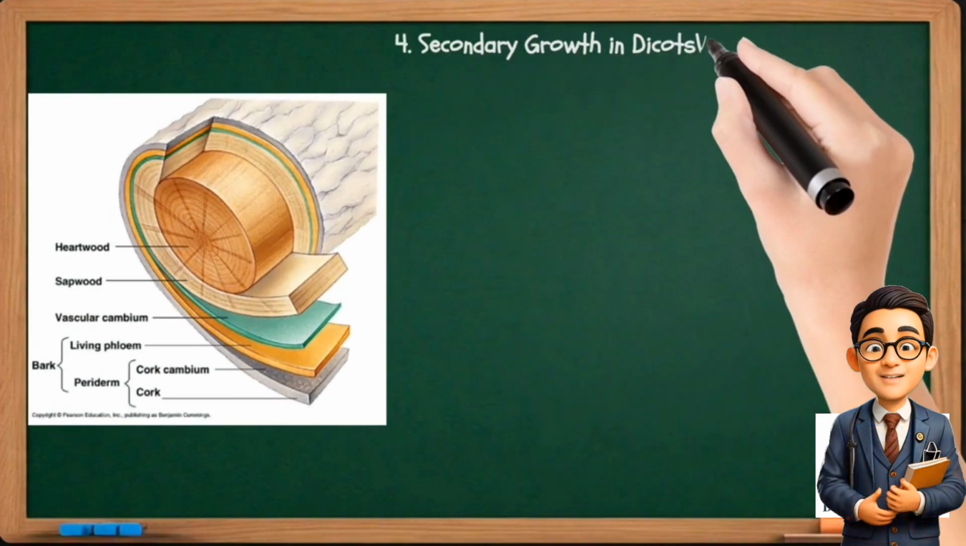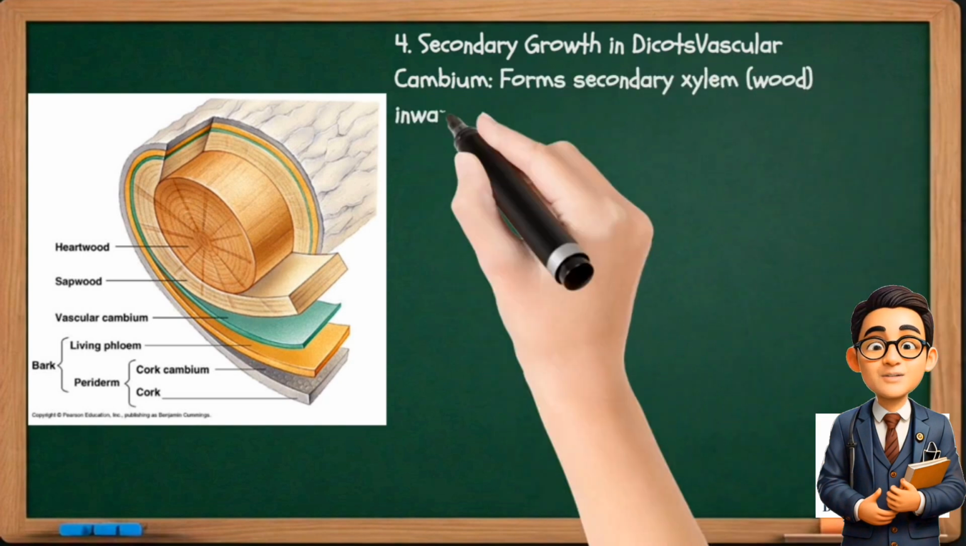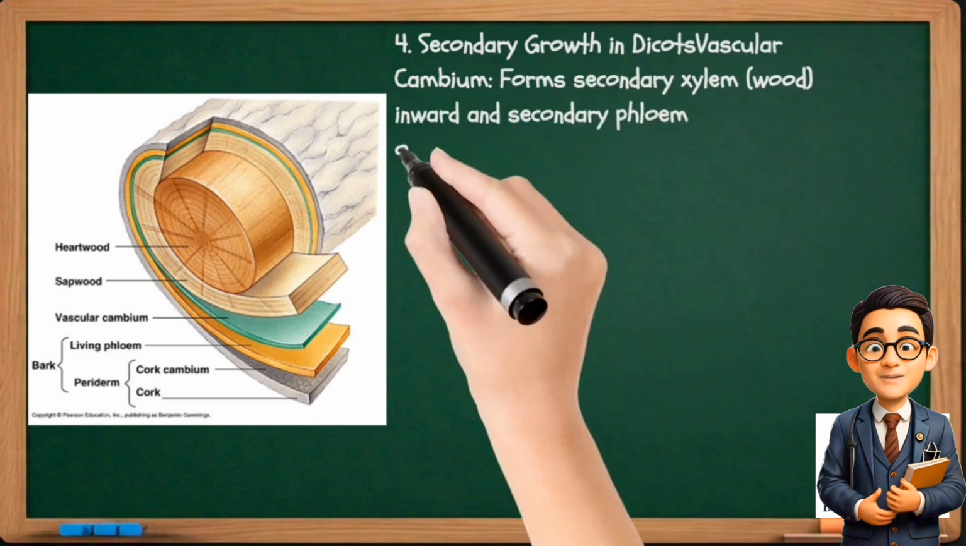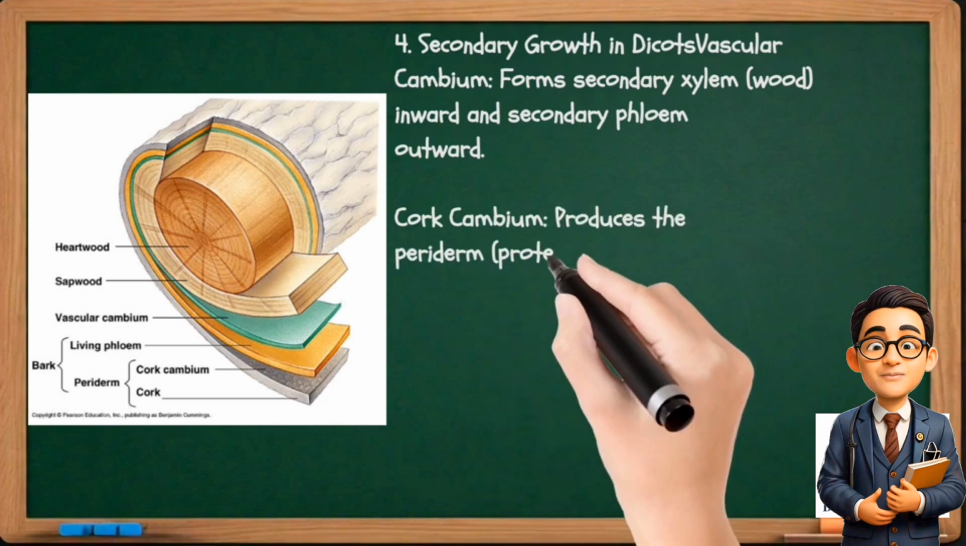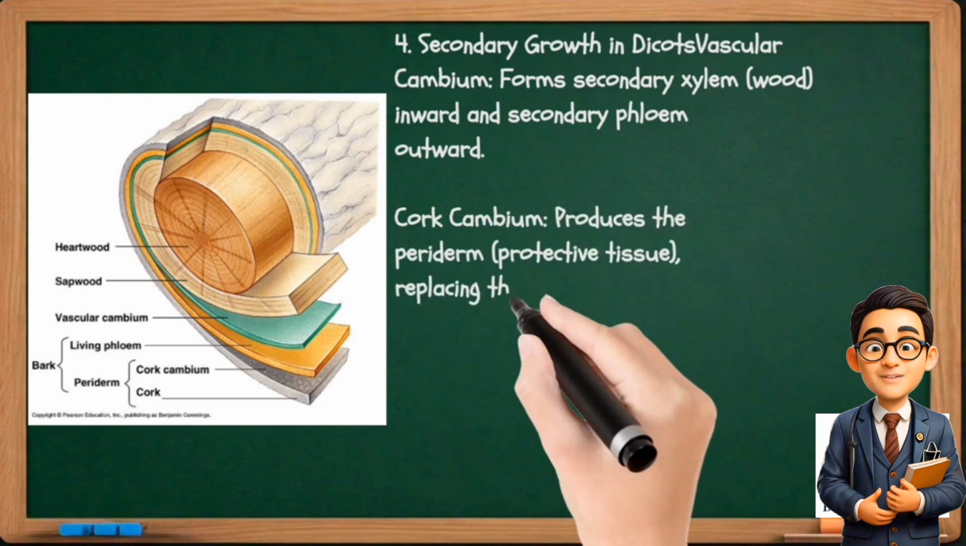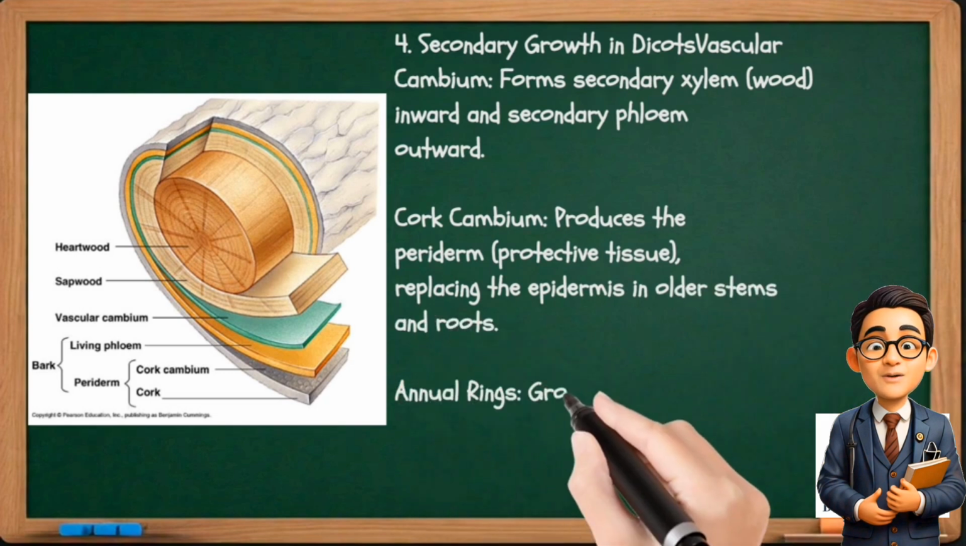Secondary growth in dicots. Vascular cambium forms secondary xylem, wood, inward and secondary phloem outward. Cork cambium produces the periderm, protective tissue, replacing the epidermis in older stems and roots.